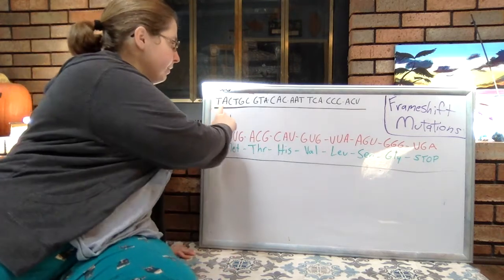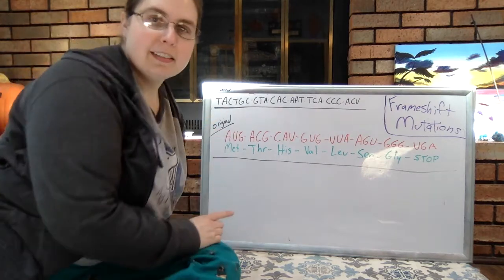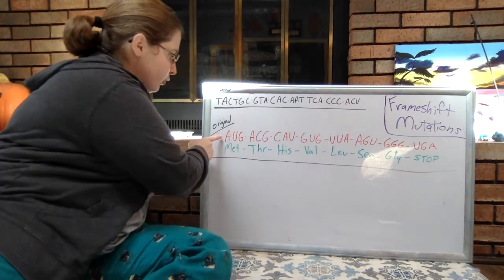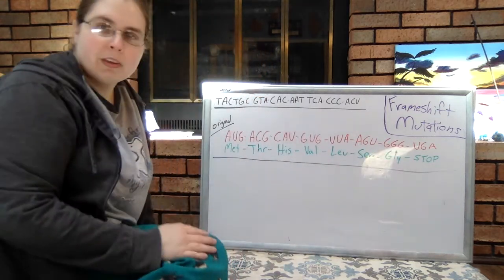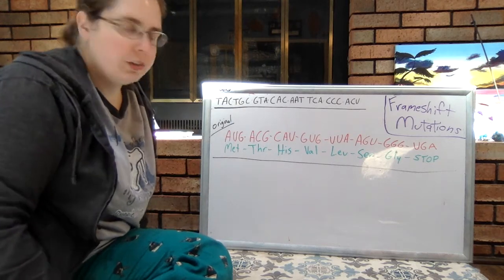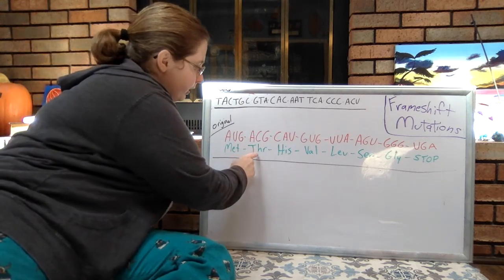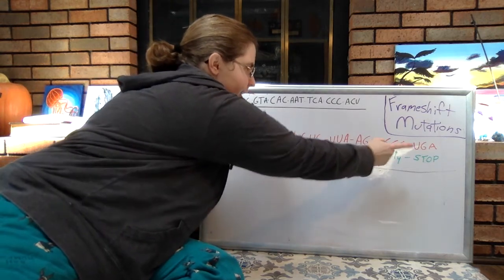Now here I have, let's say this is the original DNA, and if we take that and we transcribe it into mRNA, this would be the sequence from it. And that would lead to this amino acid sequence: methionine, threonine, histidine, valine, leucine, serine, glycine, and stop.